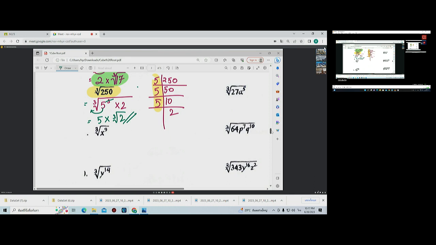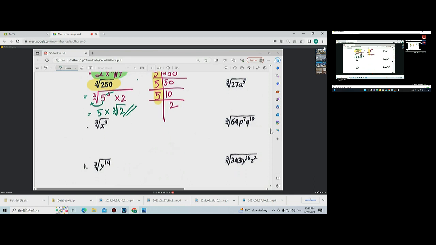Okay, next. Now next we do not have numbers. We have only variables. Letters we call variables, okay? So look at here. How do you read this? Cube root of x power 9, correct. We read as x power 9, okay? So this, we need to look at the cube root. We have a cube root, so we extend the x with the cube.